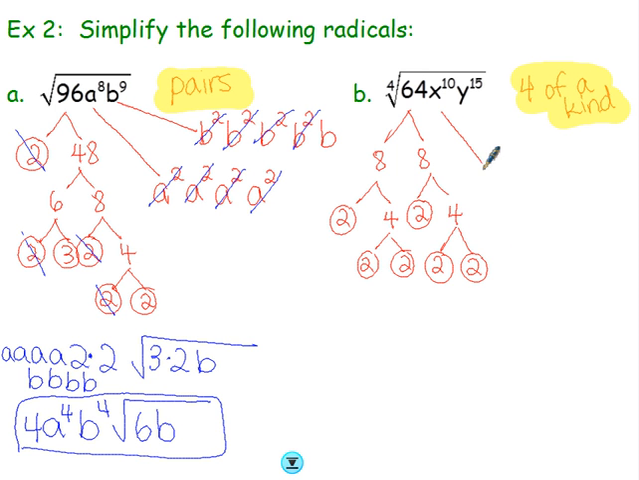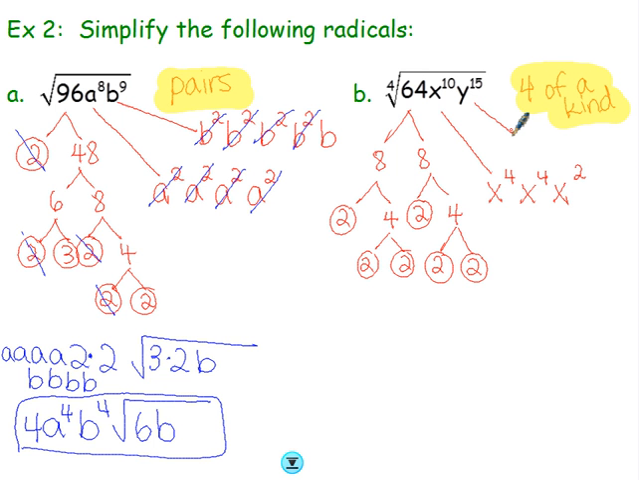Let's look at the x's. We are looking for 4s. So we start with 10. We have one group of 4. That brings us down to 6. We have another group of 4. That brings us down to 2. Can't make any more groups, so we have 2 left over.